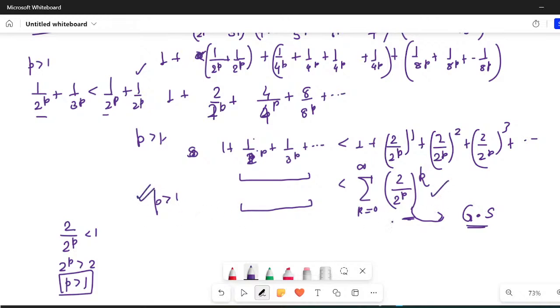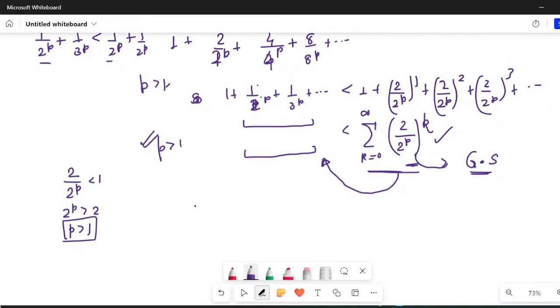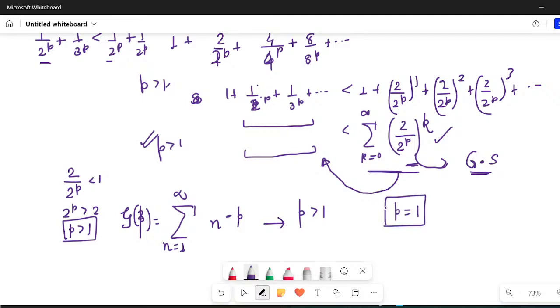So if p is greater than 1, then by comparison test, if this series is convergent, then this particular series is convergent. So the Riemann zeta function, which is given by the summation of n raised to the power minus p, zeta p, sorry, equals n equals 1 to infinity, is convergent if p is greater than 1. P equals 1 we discussed yesterday only, the harmonic series. Is that clear?